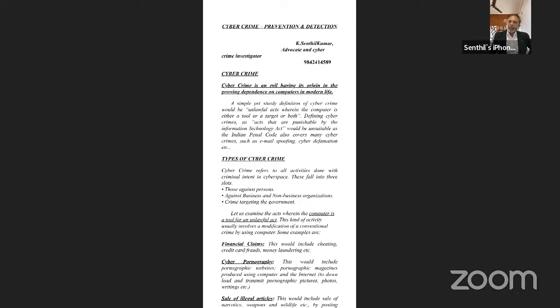Let us examine the acts wherein the computer is a tool for an unlawful act. This kind of activity usually involves a modification of a conventional crime by using a computer. So, types of computer cybercrimes. First, financial crimes. Financial crimes include all ATM frauds and online banking frauds. Money is the most common motive behind all crime. The same is also true of cybercrime.